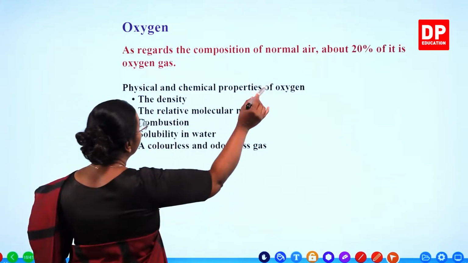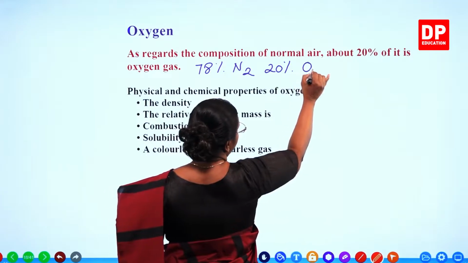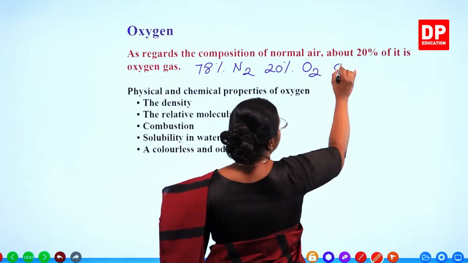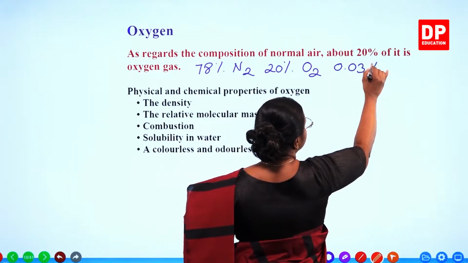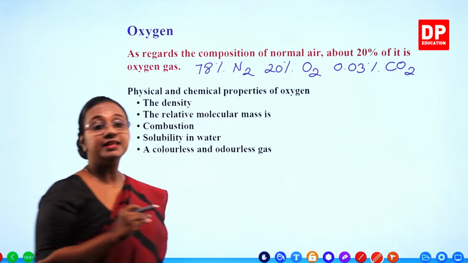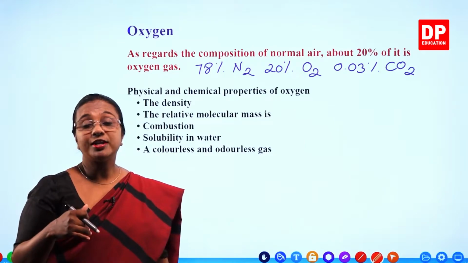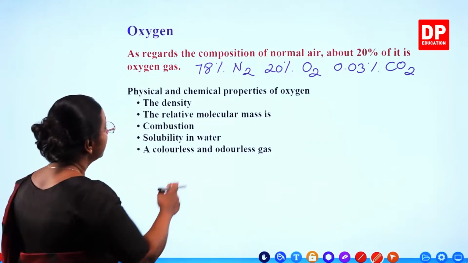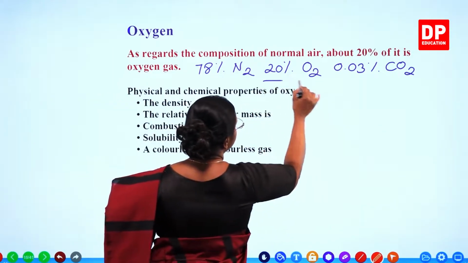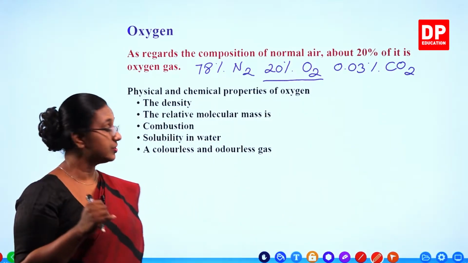If you take the atmospheric air, you can remember students, 78% of nitrogen, there is about 20% of oxygen gas and there is 0.03% of carbon dioxide gas. And there are other noble gases as well, a certain amount, and there is water vapor that is also there. So out of that you can see there is 20% of oxygen in the atmosphere.